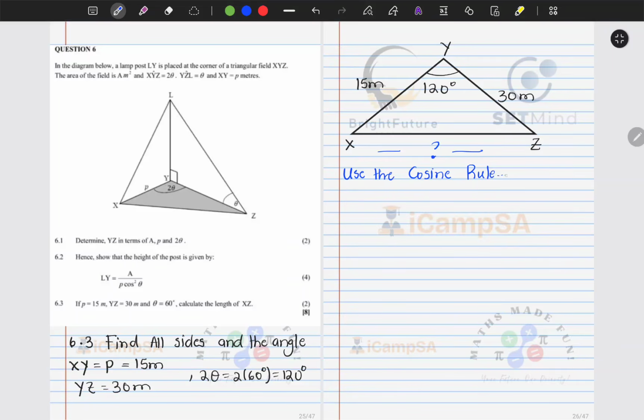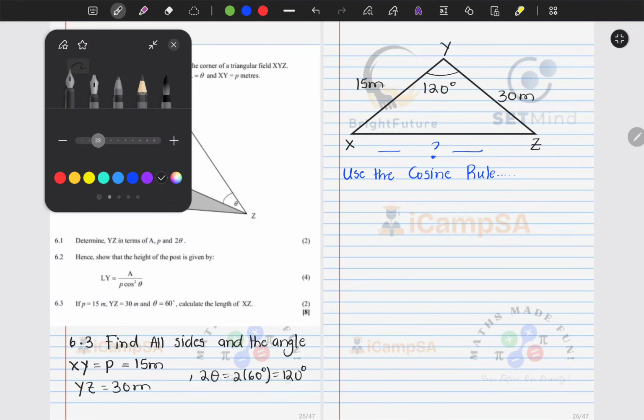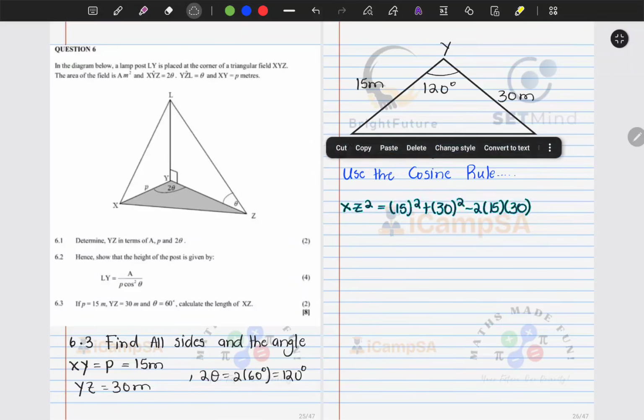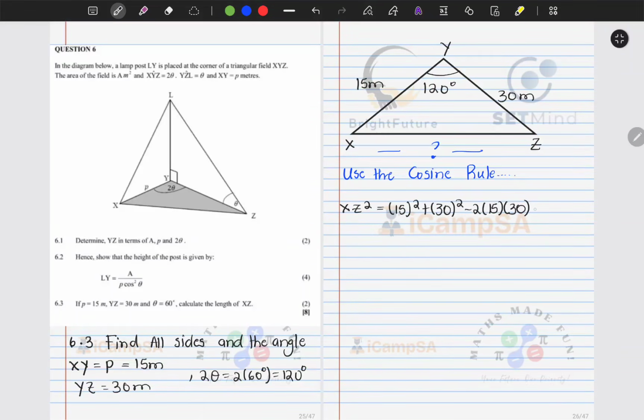What you should be able to see is that we should use the cosine rule, because we have 2 sides and an included angle. Very simple. So we should have XZ squared equaling 15 squared plus 30 squared minus 2 times 15 times 30, and then cos of 120 degrees. So we'll do cos 120 degrees.